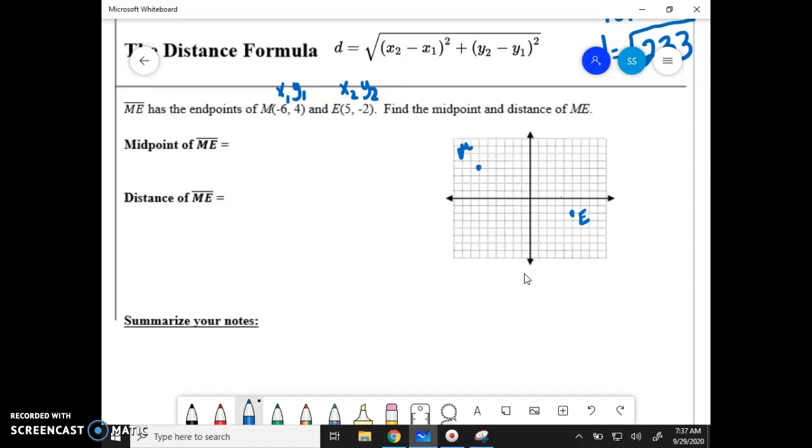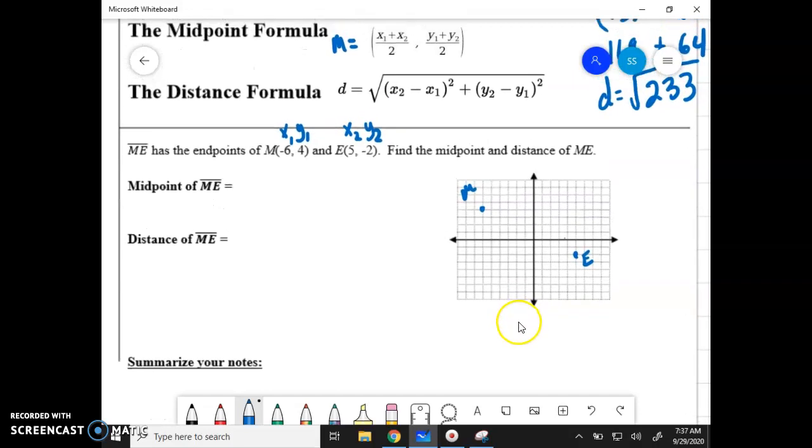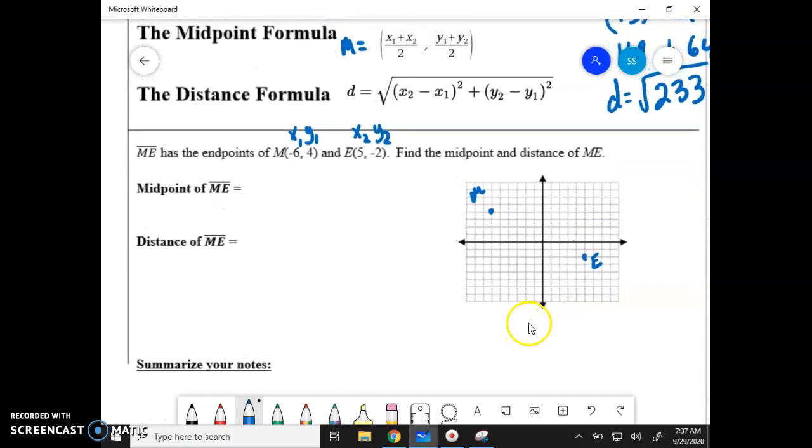Yeah, so this one looks like it's going to be pretty difficult to estimate what the midpoint and distance are, so we're just going to use our formulas. So I'm going to scoot this up so we can see both of our formulas, and then we're just going to follow them. Okay, so the midpoint formula right up here, we're just going to add up our x's, which is -6 plus 5 over 2, and add up our y's, 4 plus -2, over 2.